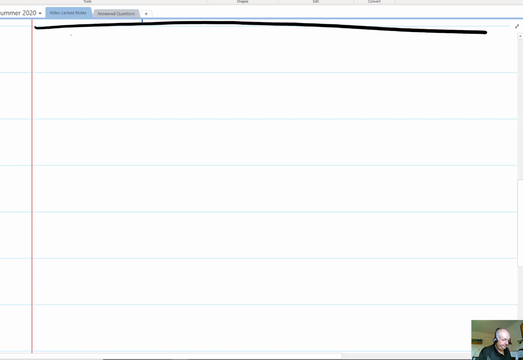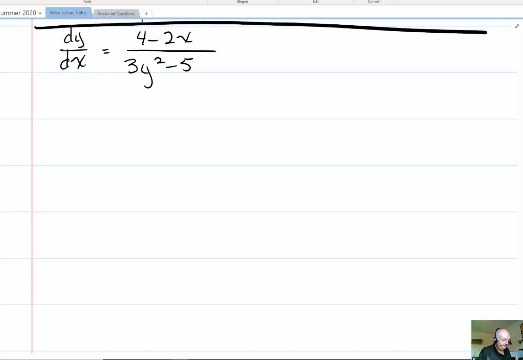Grab my right pin. dy/dx equals (4 minus 2x) over (3y squared minus 5). Now remember the requirement. Well, let's just walk through this process. Let's take a look at the slope field of this. So we'll jump over to Desmos, or to GeoGebra.